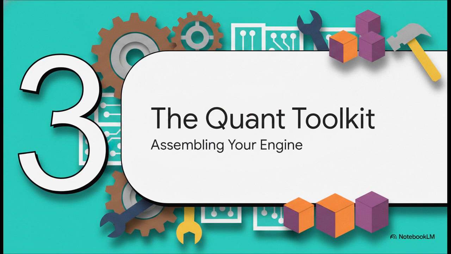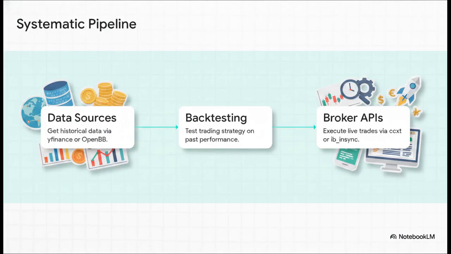Which brings us to part three, the quant toolkit. It's time to open up the workshop and look at the actual software components we're going to use to build our engine. So how do we put this together? Well, every quant system is basically a highly specific assembly line. Step one, you need data. The repo sets you up with tools like YFinance to easily pull Yahoo Finance data, or OpenBB for deep investment research. Then, step two, backtesting. You feed that historical data into a framework to see how your strategy would have actually performed in the past. And finally, step three, if it's profitable, you execute.